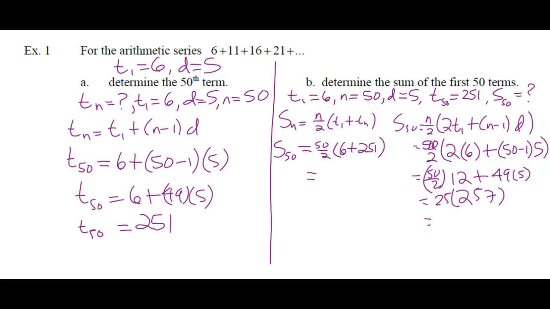And what's the answer? 6425. Either way, it's 25 times 257. If you know the last term, use this, it's easier. If you don't know the last term, but you do know the common difference, then use this. It's easier. Or do this, and then do this. It's not easier, but it'll get you the answer just the same.